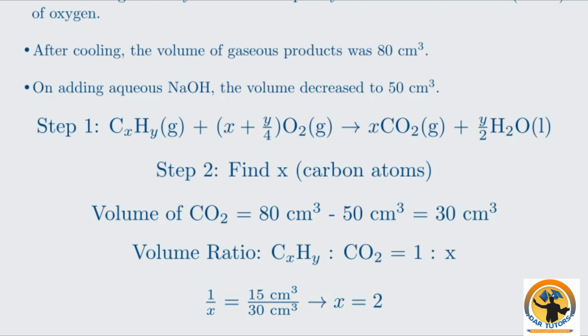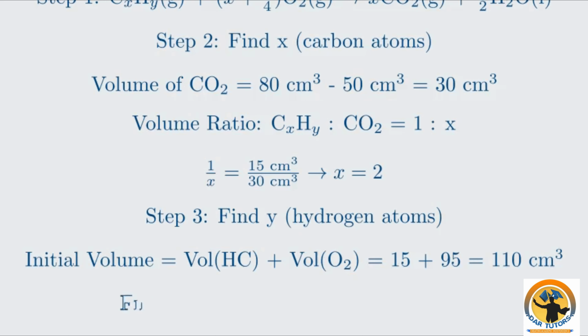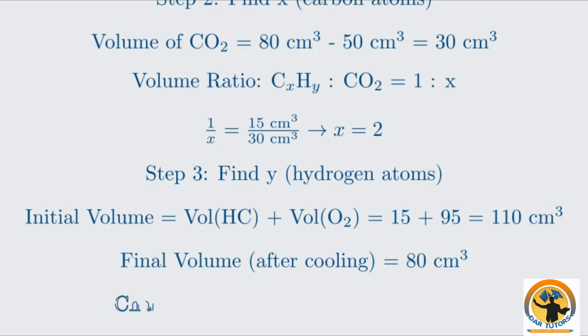Step 3. Find the value of Y, the number of hydrogen atoms. This requires finding the volume of oxygen used in the reaction. The initial volume of gas was 15 cm3 of hydrocarbon plus 95 cm3 of oxygen, making 110 cm3. The final volume after cooling was 80 cm3. So the change in volume is 110 minus 80, which is 30 cm3. This volume change is caused by two things: the hydrocarbon disappearing and the excess oxygen reacting with the produced carbon monoxide. A more reliable method is to directly use the stoichiometry.